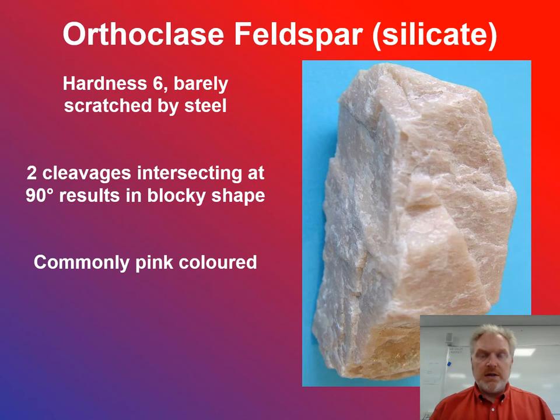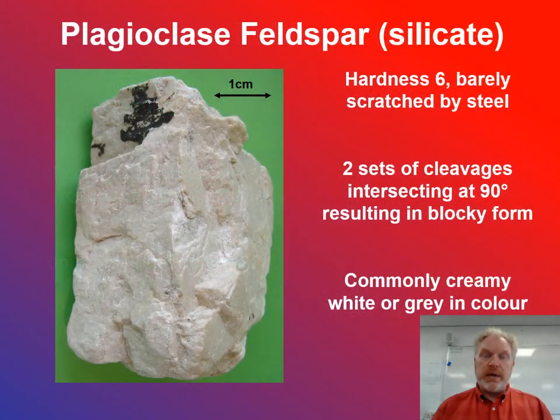Now, orthoclase is most commonly pink in colour, or pinkish. That's not always the case. So you can, if you wish, just describe a mineral as feldspar, and that's perfectly correct. The other is plagioclase. Very similar properties. The only real difference between them is that plagioclase tends to be sort of white or pale grey in colour. But it is possible just to identify these minerals as feldspar.